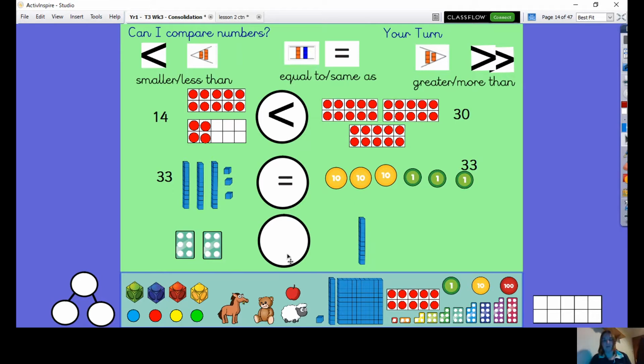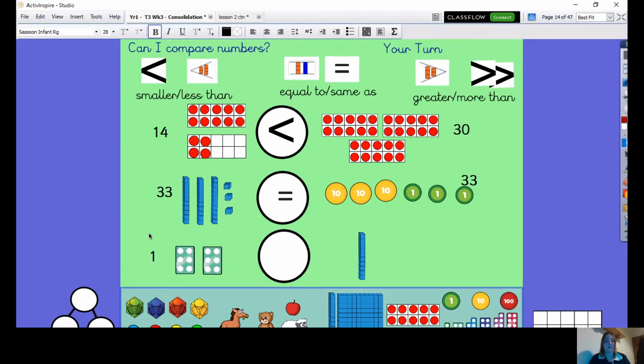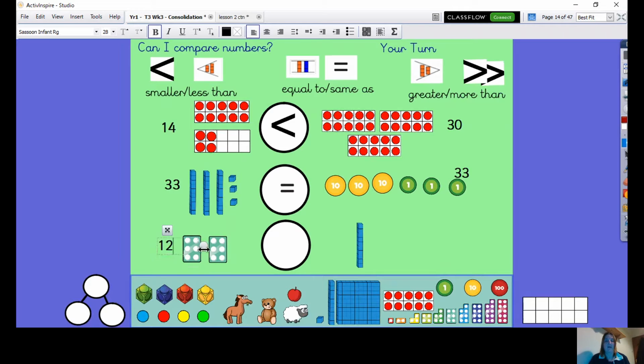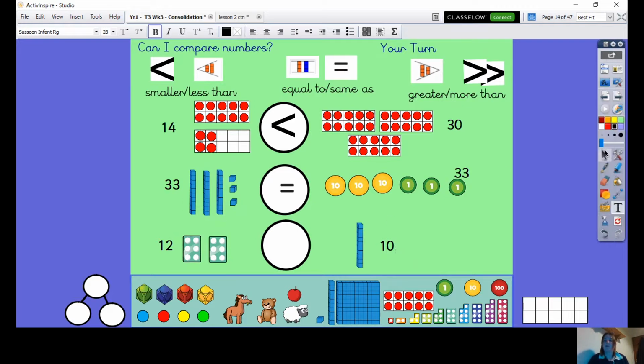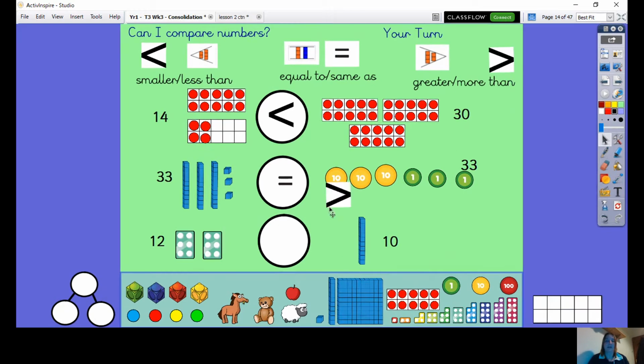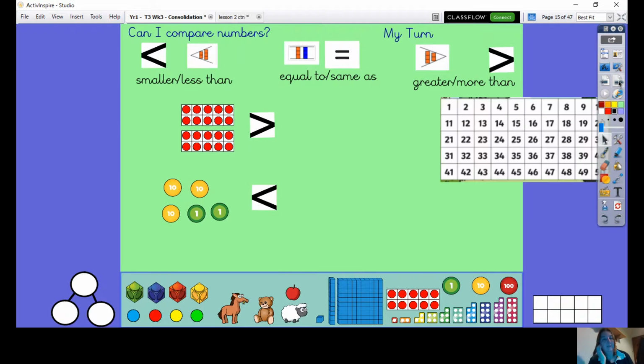Okay, and let's look here. So here we've got double six. I wonder if any of you know what double six is. If you're not sure, I would go 6 and then count on 6: 7, 8, 9, 10, 11, 12. Okay, and over here we've got 1 ten, which is 10. 1 ten and no ones makes 10. And I know that 12 is greater than, is more than 10. Well done.